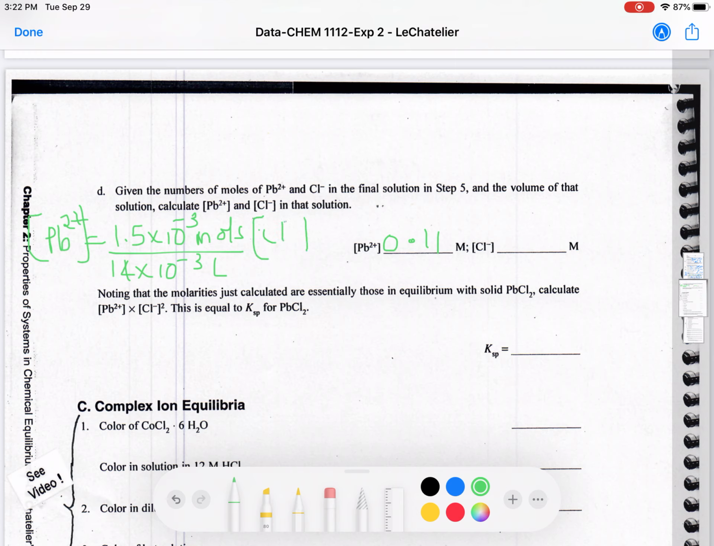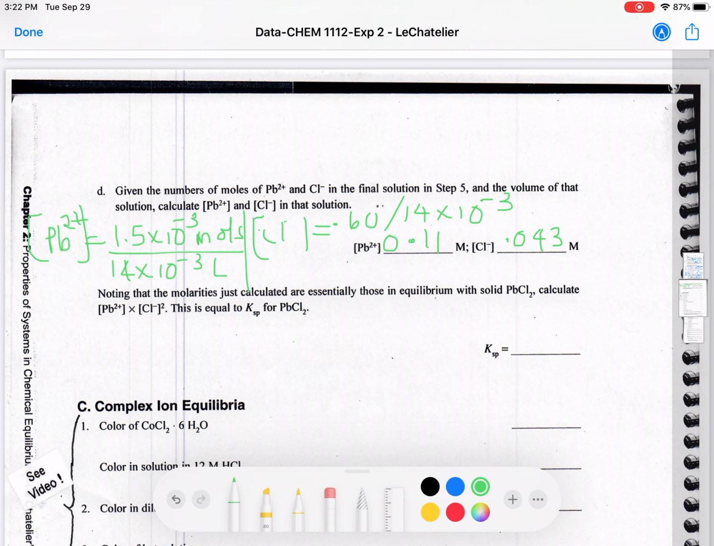Similarly, you calculate the chloride ion concentration. That would be the number of moles of chloride ions, 0.60 × 10^-3, and you divide by the volume, which is again 14 × 10^-3. Okay, and that will give you the chloride ion concentration 0.043. Just do these calculations and see if you're also getting the same values.